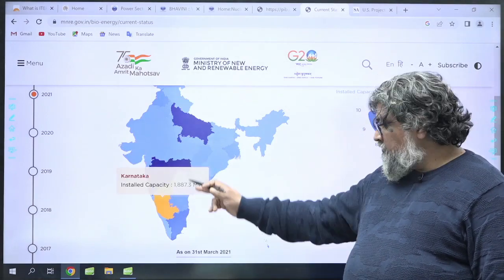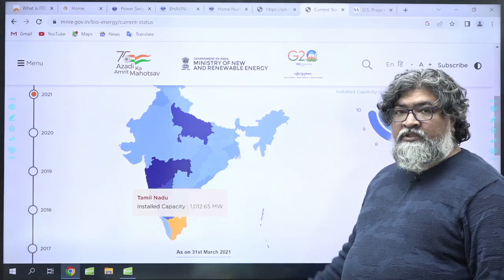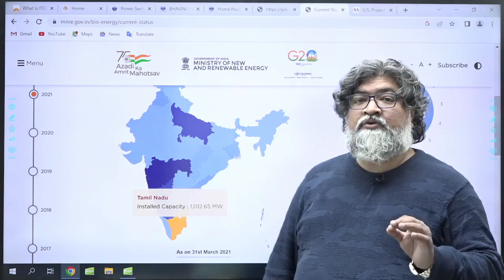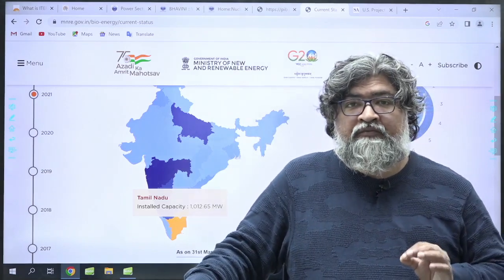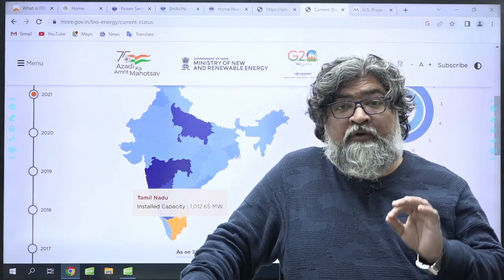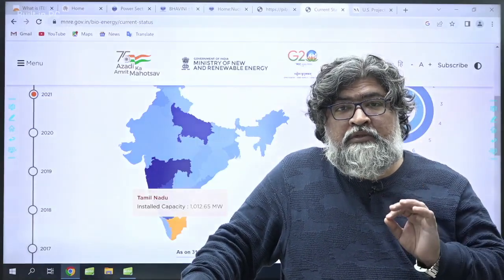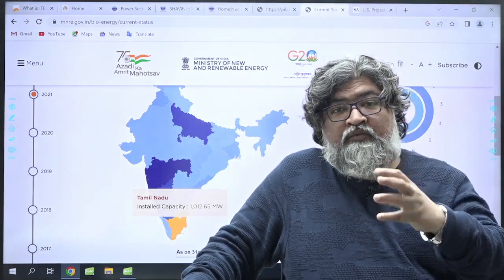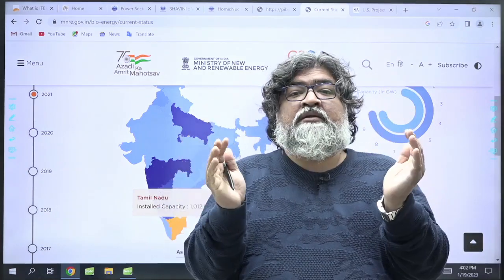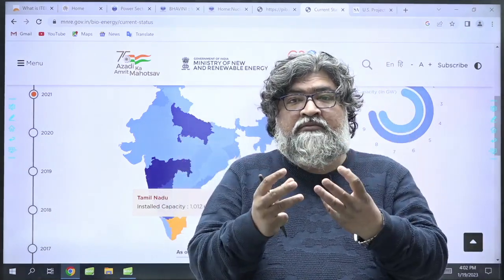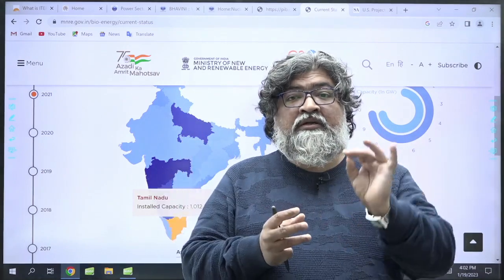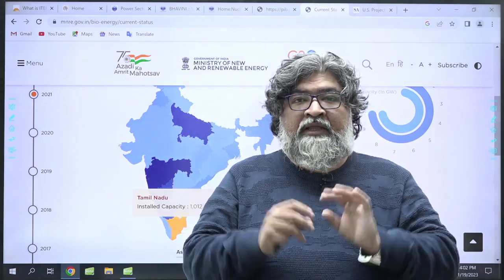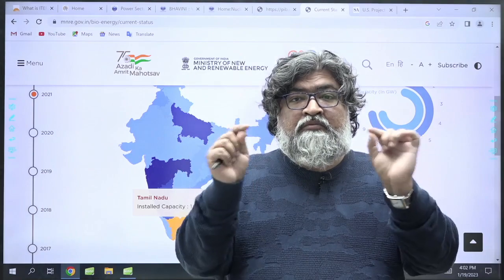Third is Karnataka state, 1887, and fourth is Tamil Nadu, right? Even now, the government has come out with a national biofuel policy to make biofuel, bioethanol and biodiesel. How can we make ethanol? Fermentation. What is fermentation? We convert biomass coming from plants under anaerobic conditions using microorganisms into alcohol, ethanol. And that ethanol we can blend with petrol.